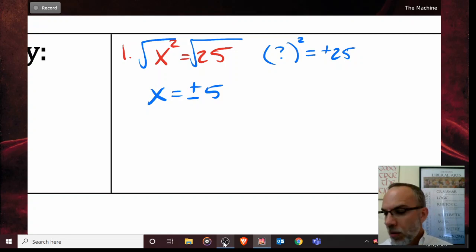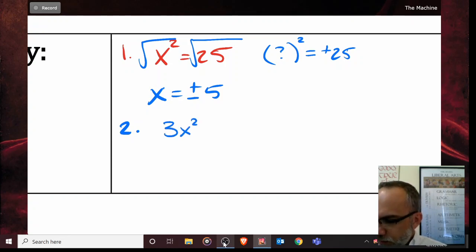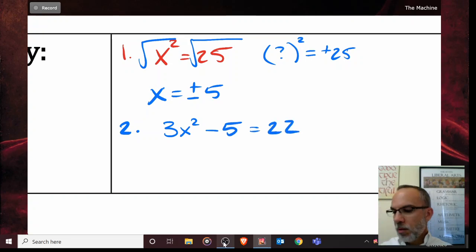Okay? Now, what if you've got some other clutter in there first? What do you mean? Well, what if I had something like this? Let me see if I can make something up here. What if I had 3x squared minus, I got to be thoughtful here, minus 5 is equal to 22.